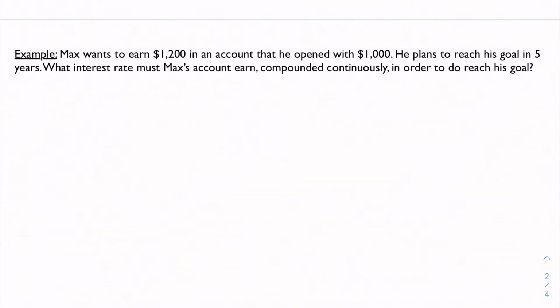So Max wants to earn $1,200 in an account that he opened with $1,000. He plans to reach his goal in 5 years. Find the interest rate, compounded continuously. So there's my buzzword. Let's isolate what we know and solve for what we don't.